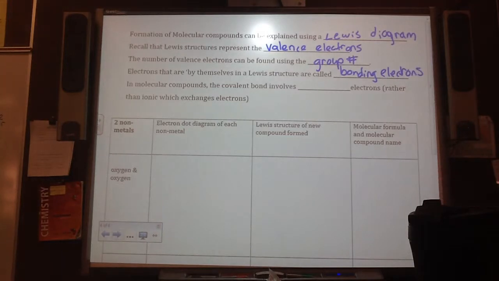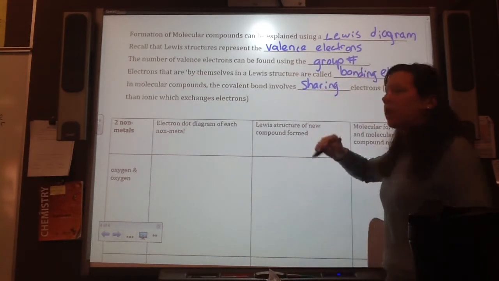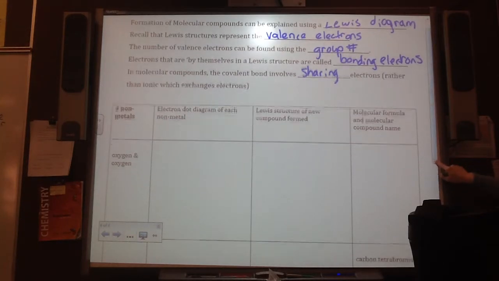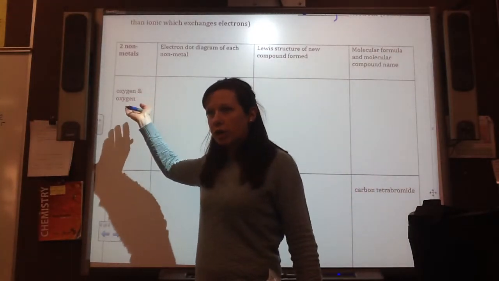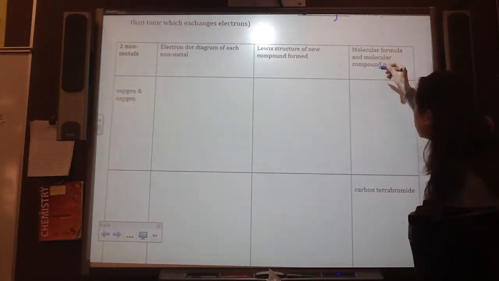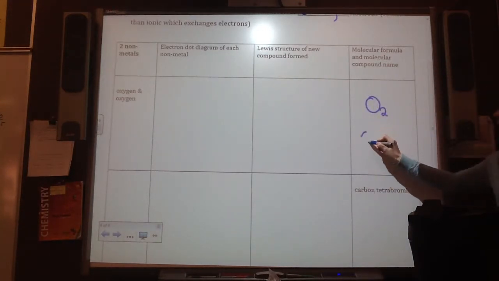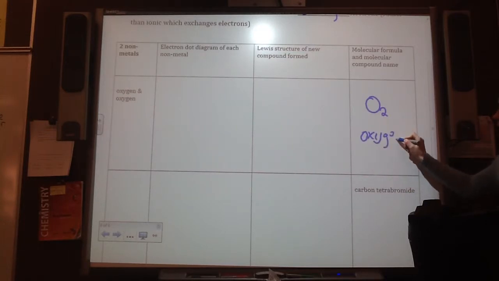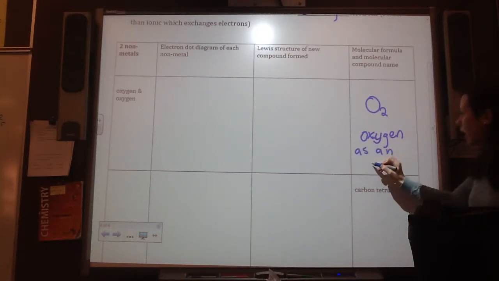Now, in molecular compounds, the covalent bond involves sharing electrons rather than the ionic, which exchanges them. And we can represent that with the dot diagrams. So let's say, here I'll show you a couple examples. Say we have two nonmetals. I'll just give you the example of when oxygen exists as an element. So its molecular formula is O2. But we just call it oxygen because that's just as it is as an element. So this is oxygen as an element.